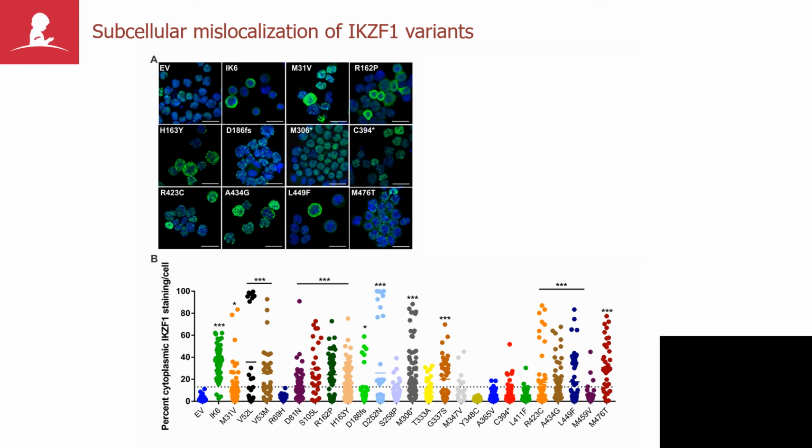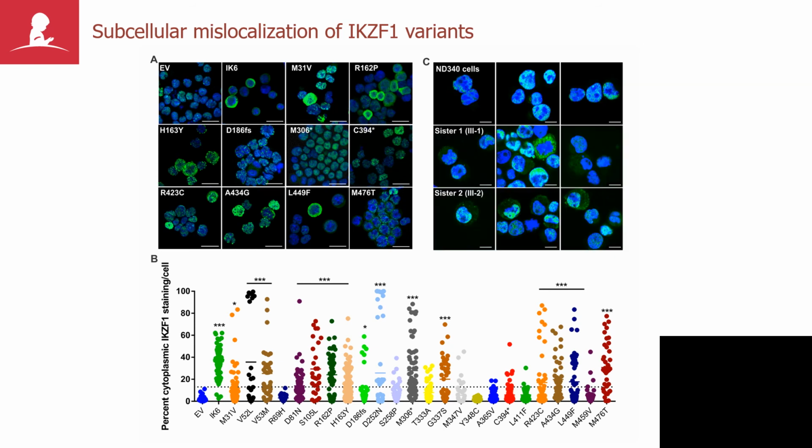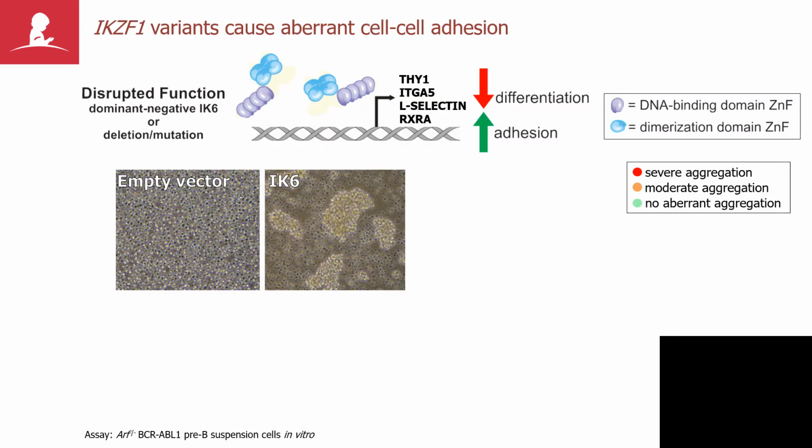However, if we look at these more sophisticated assays, we see that most of these variants are indeed very important. They cause mislocalization of Ikaros as shown here, as well as aberrant adhesion. Indeed, if we look at the relatives of the proband of the family, we see the same phenomenon. So these are immortalized B cells from the two siblings showing mislocalization of Ikaros due to the mutation. And the same thing is seen with adhesion. So again, I show in vitro data showing these clusters of cells.